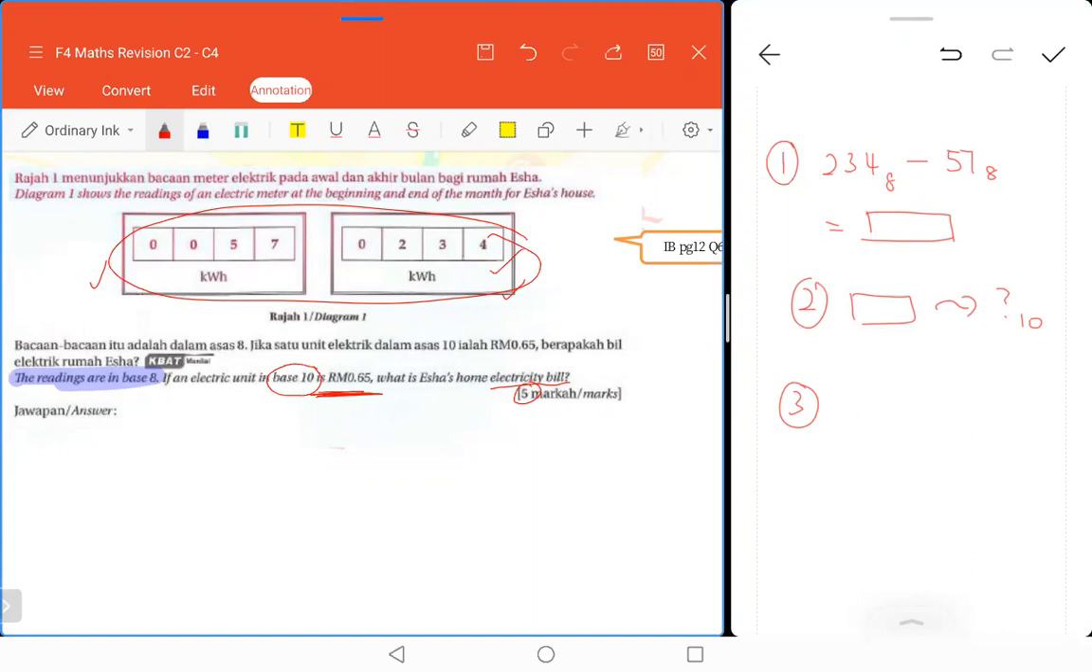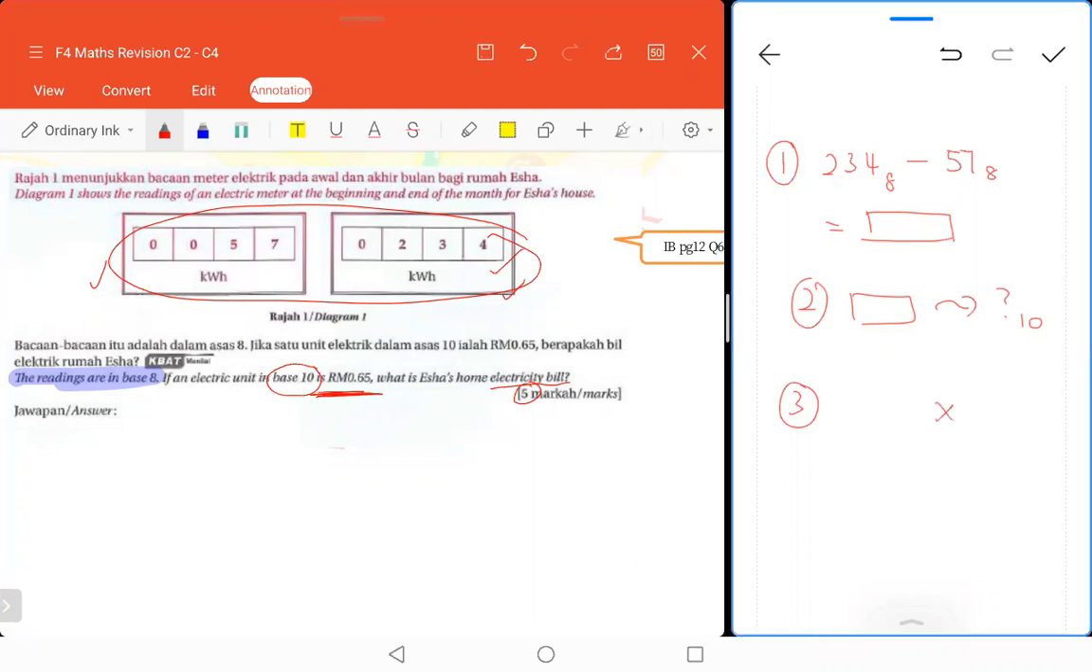After that, not yet finished. After you minus that one already, then you multiply by the 0.65 cents. Yep, correct. Thank you. So you get the answer directly, yeah? Okay, so everyone try. Let's try together.